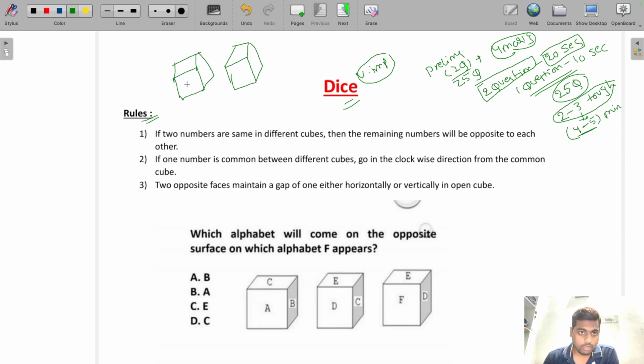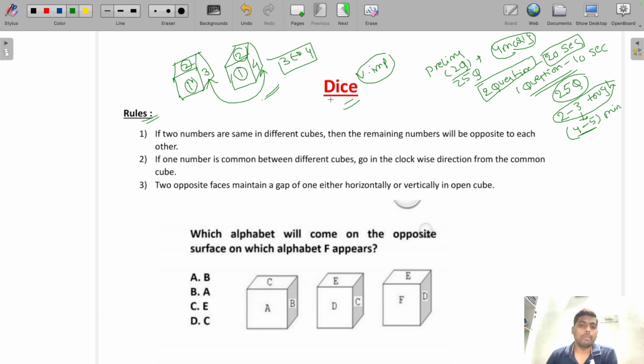Let me say here we have 1, 2 and here we have 3. Here also we have 1, 2, and here let us say we have 4. If you see these two cubes, 1 and 2 are common in both. If this is the case, the remaining numbers 3 and 4 will obviously be opposite to each other. That is the first rule you need to remember. I hope you understood till here.